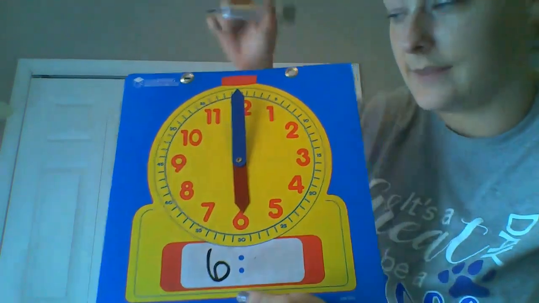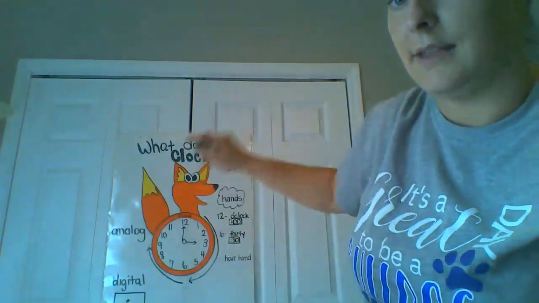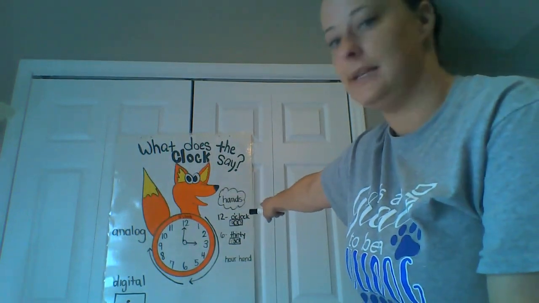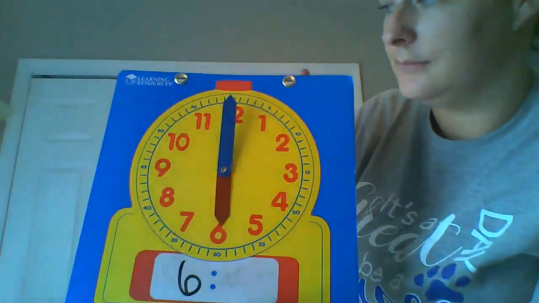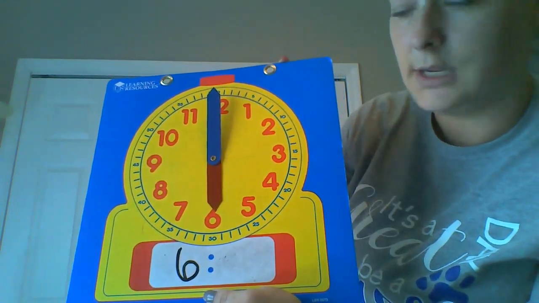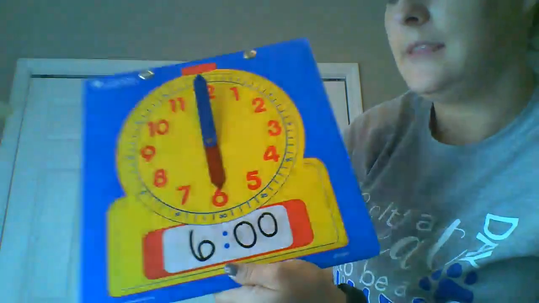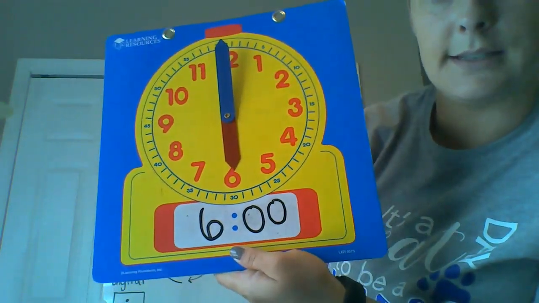What does it mean when the long hand is on the 12? What does it mean? Thinking about our chart, 12 means o'clock. What does o'clock look like? Does it have any numbers in it? Just 0. This is what 6 o'clock looks like.